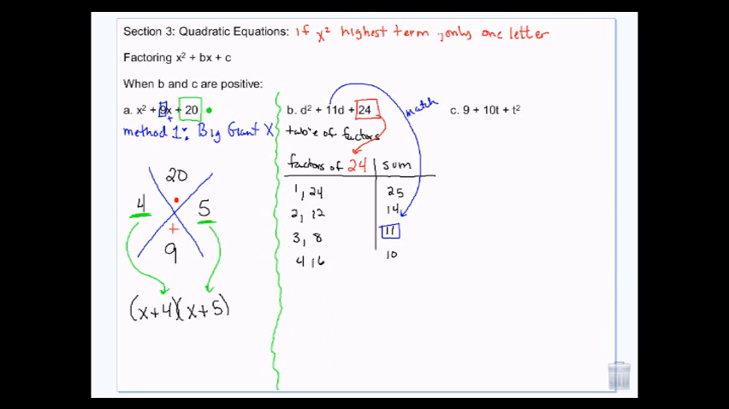Once you found that number, these are your factors that you're looking for. And that's what goes in your parentheses. And again, it doesn't matter, I could do x plus 8, x plus 3. That part doesn't matter. It doesn't matter which one goes first or second or anything like that. Just these two numbers are what will go in your parentheses.